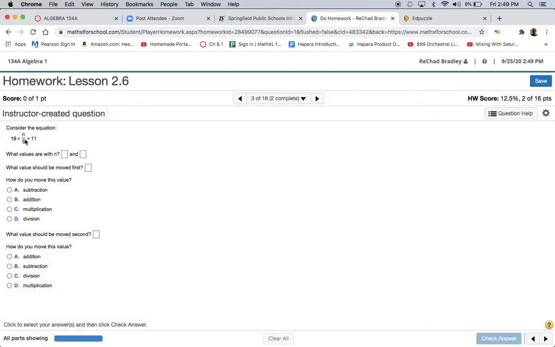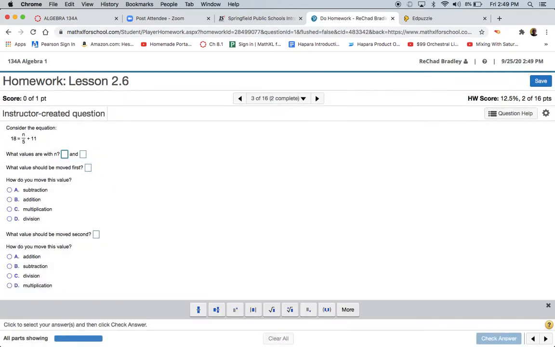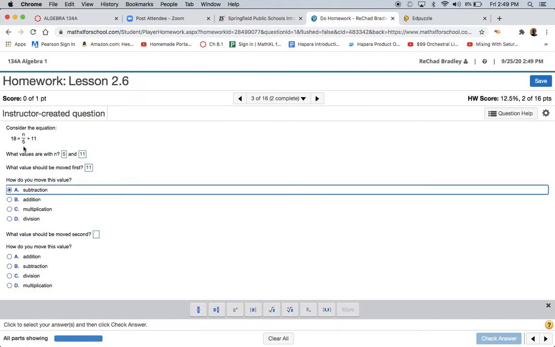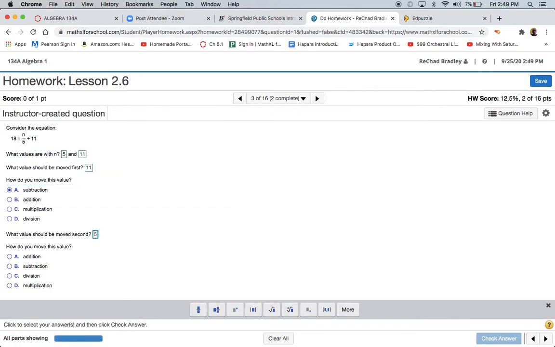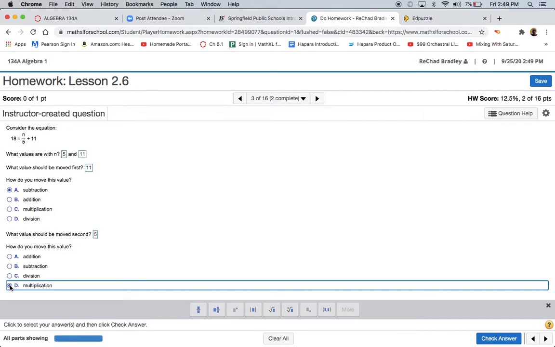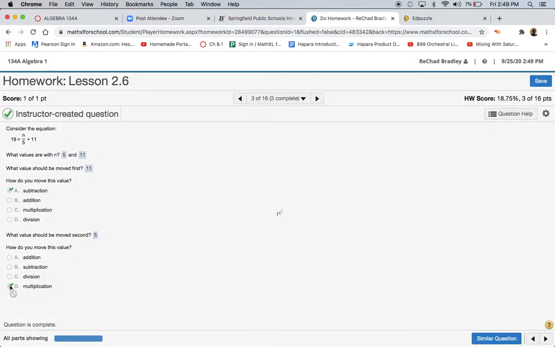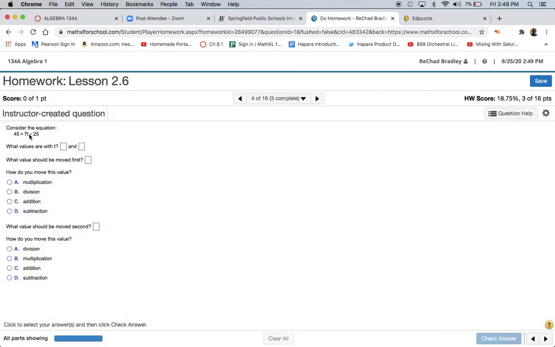The values with n are 5 and 11. The value that should be moved first is the 11 because that's the weaker of the two. Again, that's plus 11, so we need to subtract. The second value to move should be the 5. This is n divided by 5, so we need to actually multiply to move that 5. So again, you just got to make sure all your decisions are intact. As long as they are, you'll be okay.